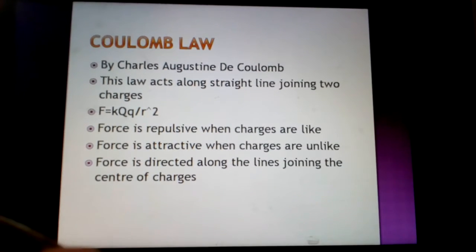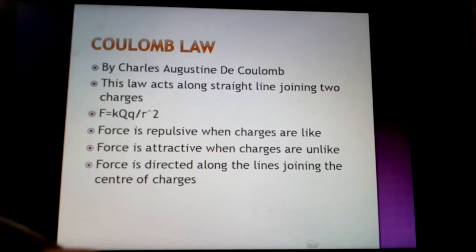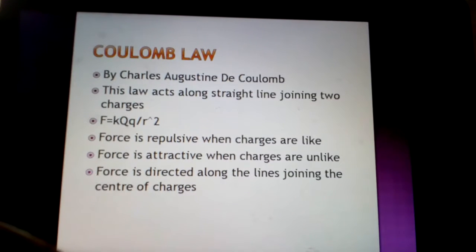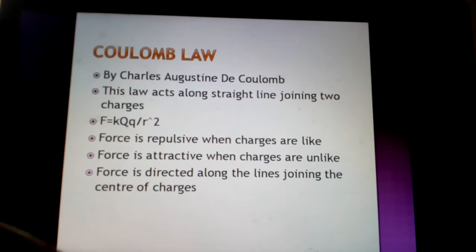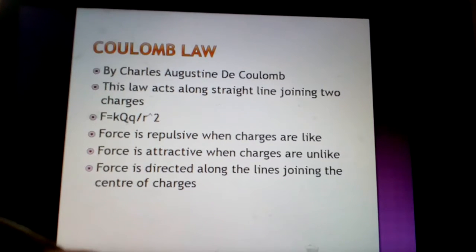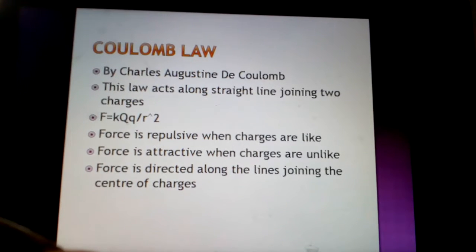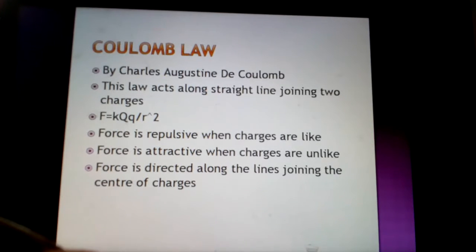The force is repulsive when the charges are like, and the force is attractive when the charges are unlike. This we can find by looking at the magnitude of charges and the sign of charges when we solve the questions. And the last point says that the force is directed along the line joining the centers of the two charges. This point is important.